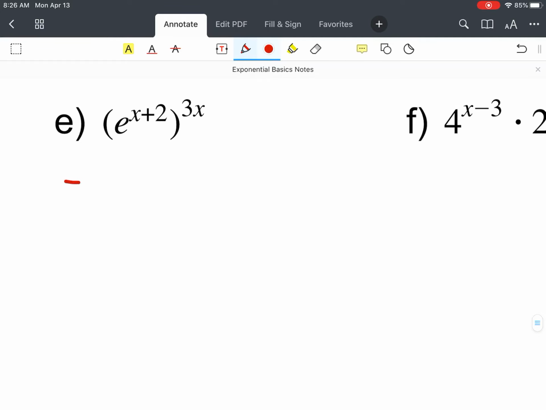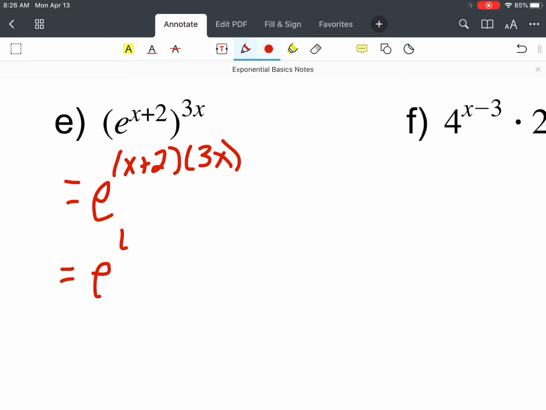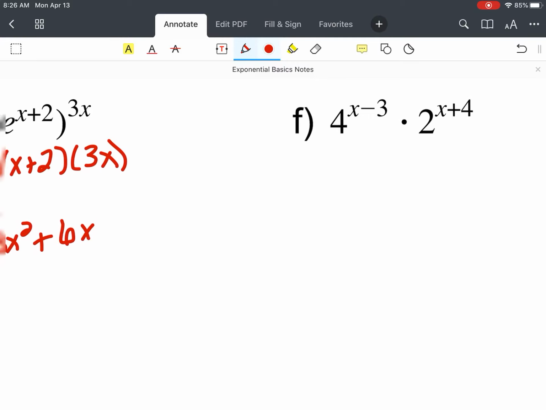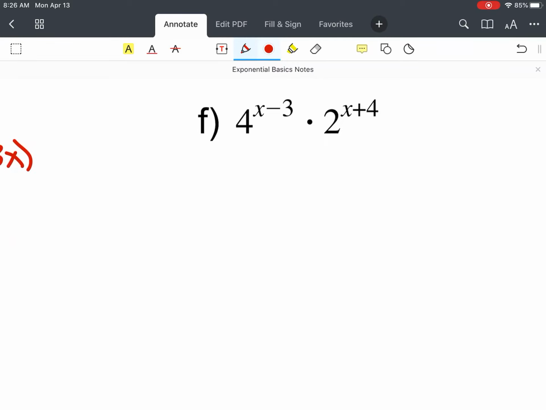Now our last little property was, if I am raising a power to a power, I multiply those two powers together. So this is going to be e to the (x plus 2) times 3x. Okay? So this is e to the 3x squared plus 6x. If I raise a power to a power, I multiply those two powers.